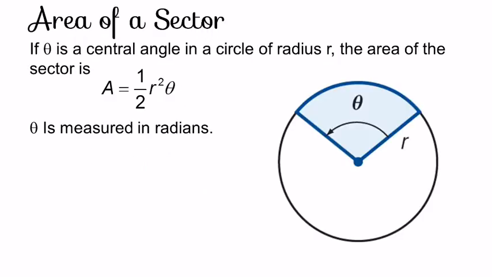Next is the area of a sector. So a sector is kind of like a slice of pizza on the circle. It's a section of the circle. It says if theta is a central angle in a circle with a radius r, the area of the sector is 1/2 the radius squared times theta, which is the central angle of the circle. And again, theta is measured in radians.